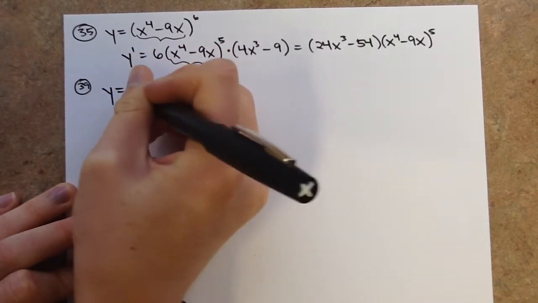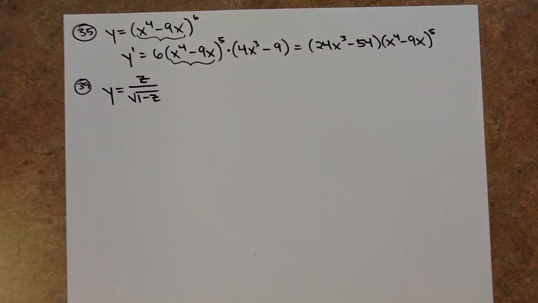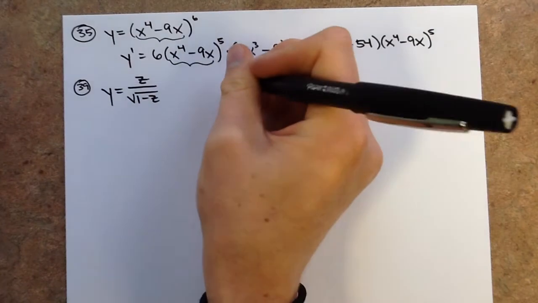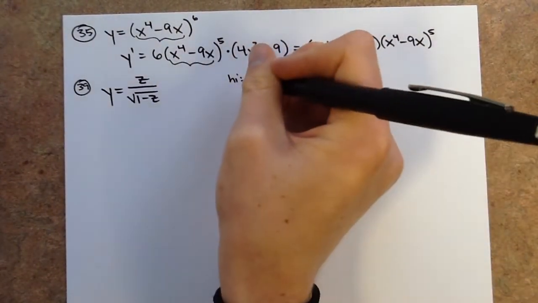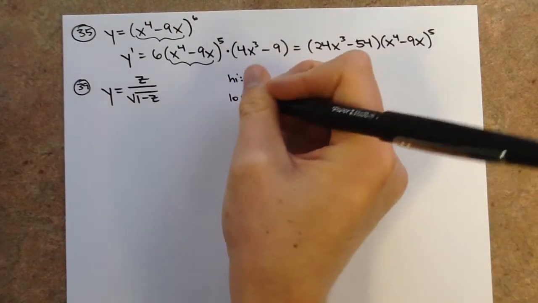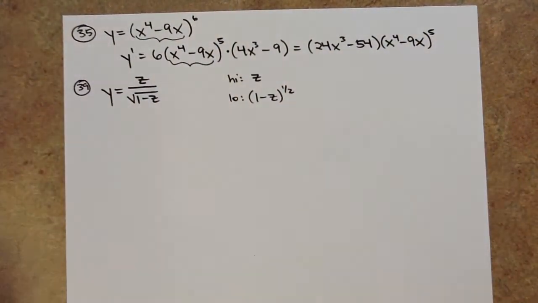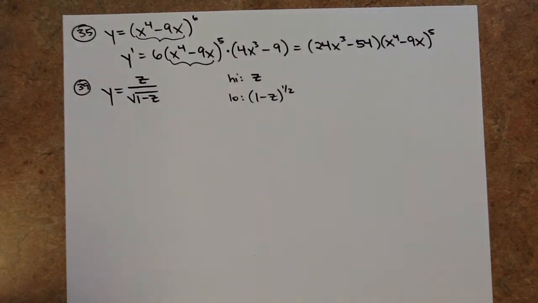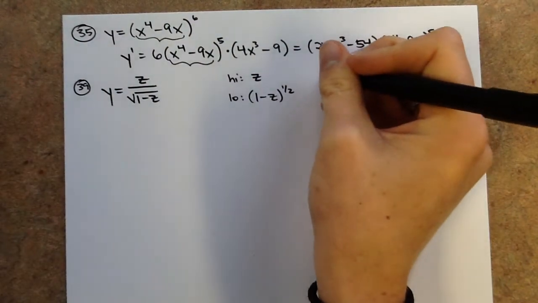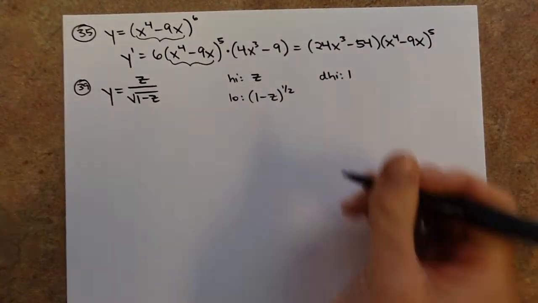Okay, so this one is a chain rule inside of a quotient rule. So that's why I've been very strongly advising that you guys keep yourself organized with the high and low. So the numerator is z. Low is the square root, which I'm going to write as 1 minus z to the 1/2 power. Always keep in mind that the radical functions are really just power rules. So always write the power. It'll help you. And then d high, the derivative of z, is just 1, because z is a linear function.